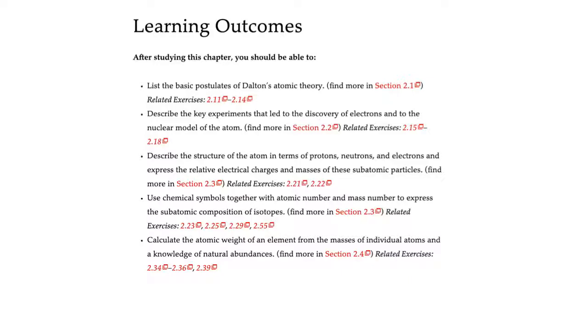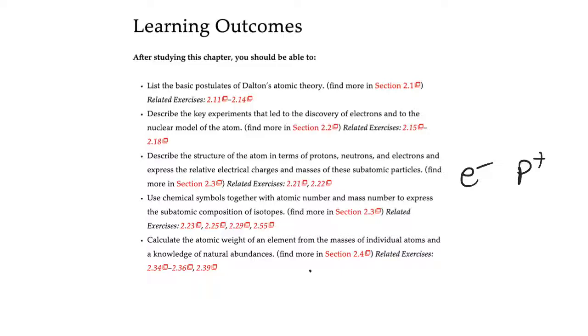We'll get into electrical charge and masses of the subatomic particles. We'll see that the electron's very light, the proton's much more massive, but their charges are actually opposite of each other. So our electron charge and our proton charge are equal in magnitude but opposite in sign. We'll use chemical symbols and the atomic number to help us get a sense of the different elements on the periodic table. We will then try to come up with the atomic weights of the elements as the masses of the individual atoms, looking at their natural abundances.